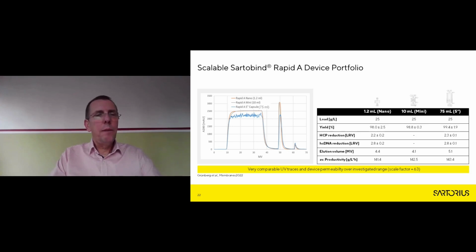The scalability of this device portfolio has been shown for the existing Cytobind membrane portfolio already, namely for Cytobind Q and others. Here we show data that confirms the scalability for a bed volume of 1.2 to 75 milliliters, also for the novel Convecdiff protein A membrane. Further scalability for 10-inch and cassette assemblies will be available soon.